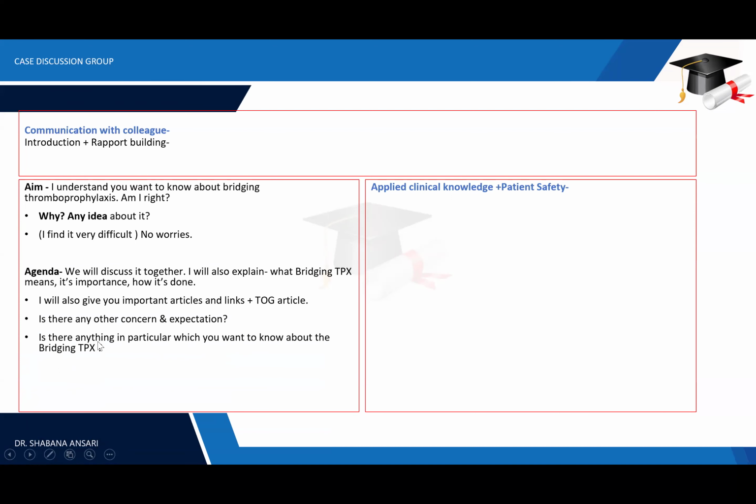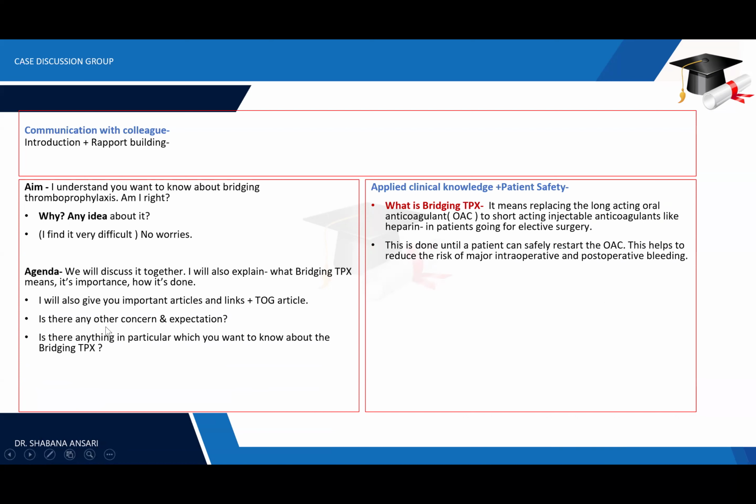So it is important to ask your colleague whether she wants to know anything in particular, because you have your task given, but maybe she wants to know something extra. So when you talk about that extra thing, then you're going to get marks, because maybe she will have some other expectations from you regarding this particular topic.